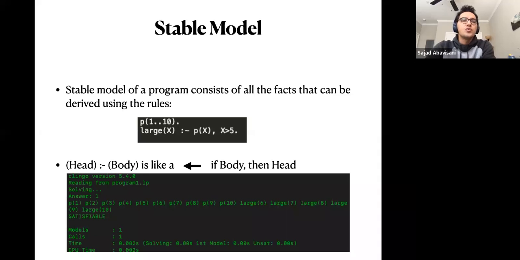And here we can see the results are all the facts that we know. The facts are P1 to 10 and the large ones. And so that's what an output would look like. It will give out all the correct facts.